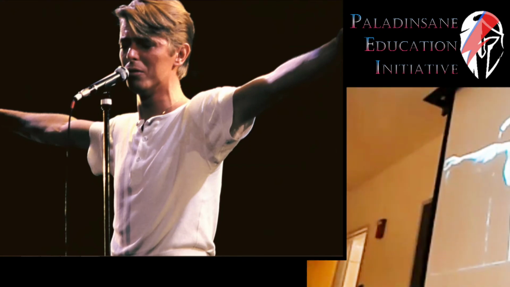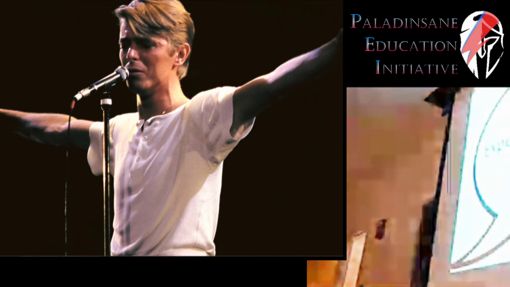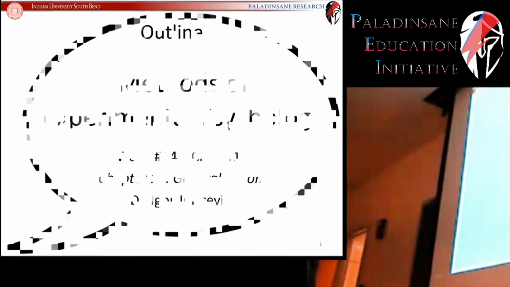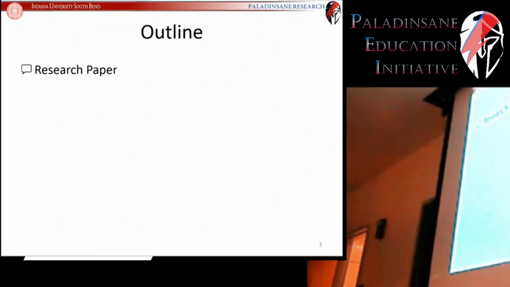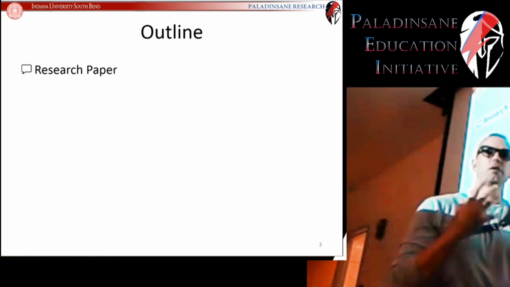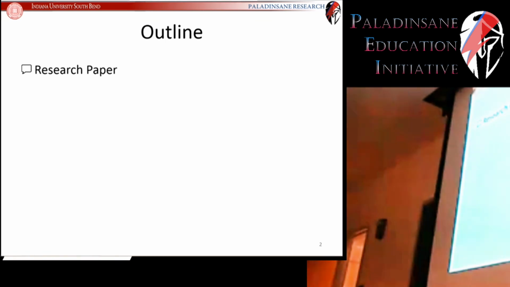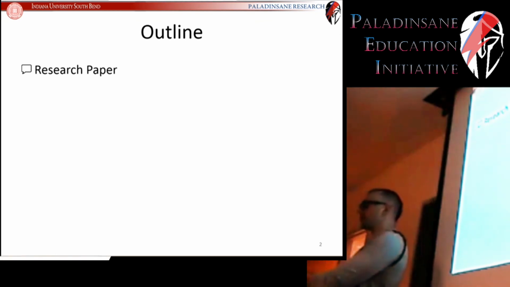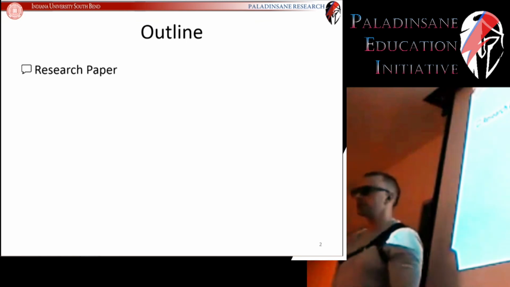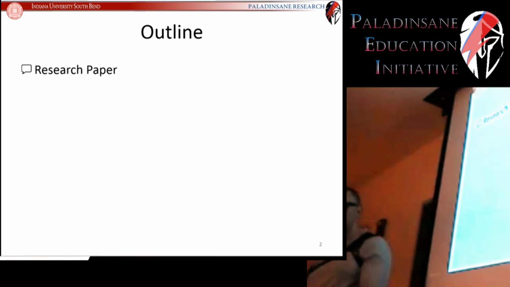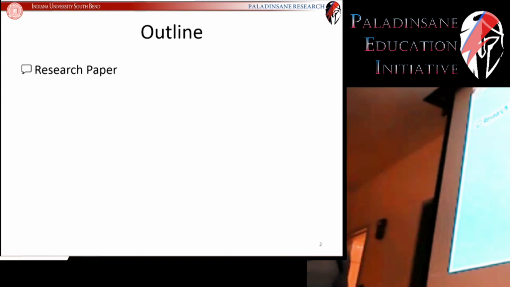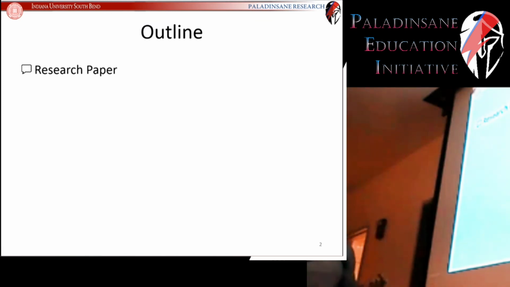Okay, so what we're going to do now is we're going to eventually take a look at generalization. But before we get to that, we're going to finish up some information that you need for your research paper. So right now we've written the 4 major sections. You've written the method section, you've written the results section, you've written the discussion section, and the introduction section you're going to write on your own. That'll be handed in with your final research paper. So now we just have to cross all the I's and dot all the T's and make sure that we have all the pieces of it.